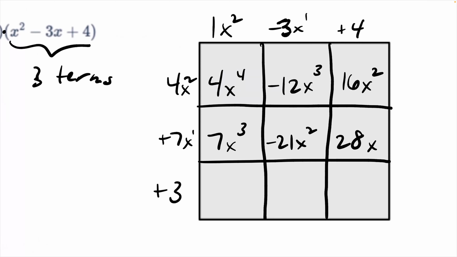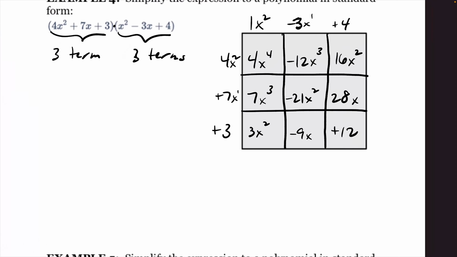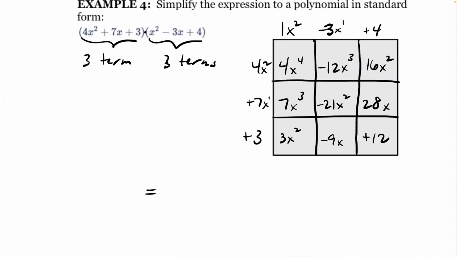Last row, 3 and 1 make 3x squared. 3 and negative 3 make negative 9x. And positive 3 and positive 4 make 12. So if you reversed them, you'll have your numbers in other places. But you should have boxes. Every one of you should have a box with 4x to the fourth, negative 12x to the third, 16x squared. Those will be the same. They might be in different spots, but they'll be the same. Last step, combine like terms.